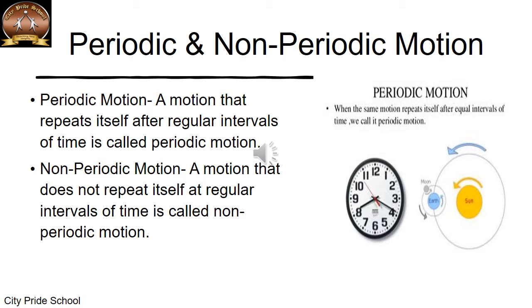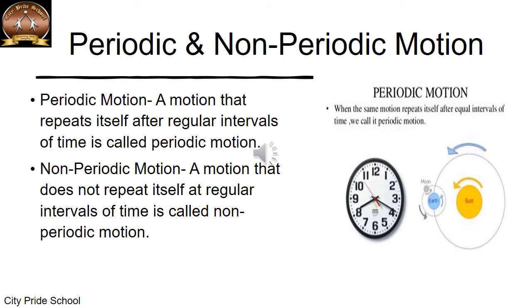Now we have periodic and non-periodic motion. Periodic, as the name suggests, is when the motion repeats itself after a regular interval of time, like we spoke about the pendulum clock. This also comes under oscillation, but when the oscillation happens at regular intervals of time, it becomes periodic motion.